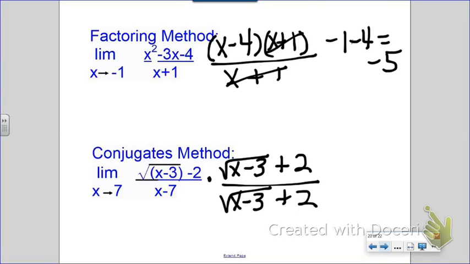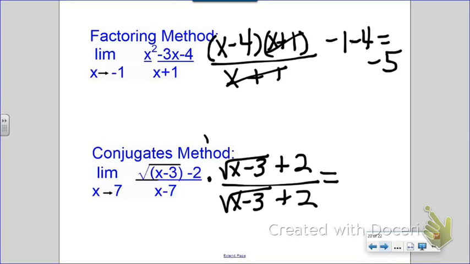Because we notice when we plug 7 into the denominator, again, it would just be undefined. So we're going to try the conjugate method. It looks a little bit scary, but it's not too difficult. We don't have to simplify the denominator necessarily to help us figure this out.